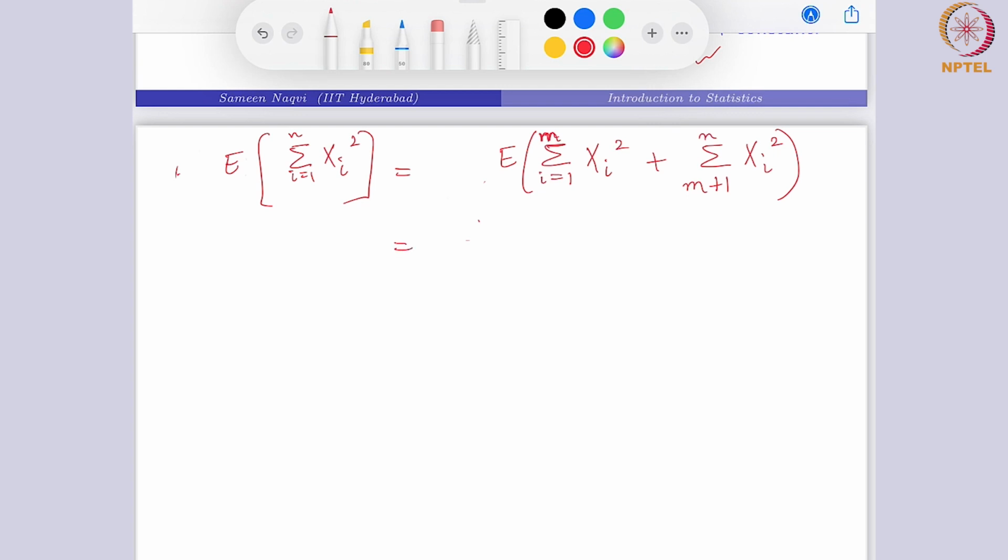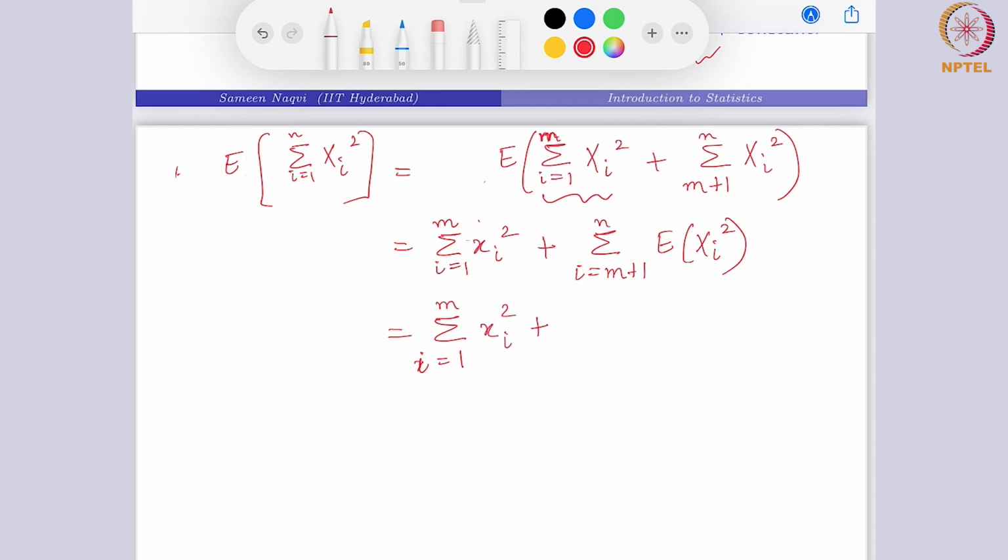Now when you know that these are the observed values, what will happen? It would be just summation xi square, because these are observed; the expectation would remain the same. Plus, summation i going from m plus 1 to n of expectation of xi square. It means we have n minus m terms over here, right? N minus m terms. And what is this expectation of xi square?